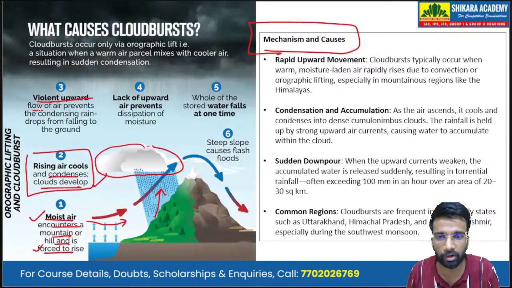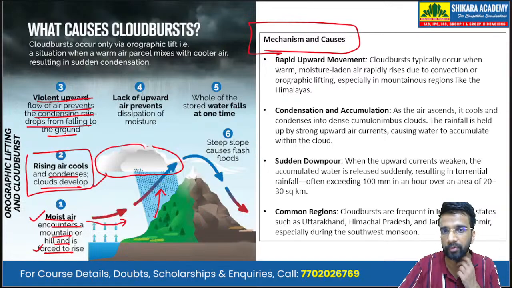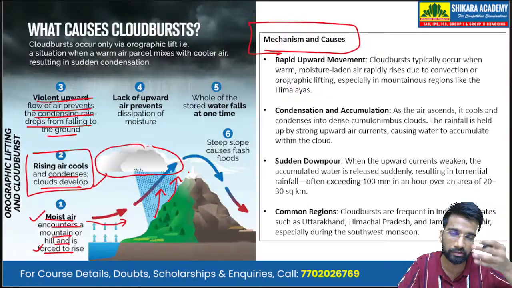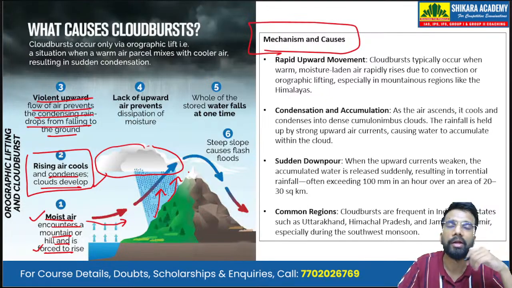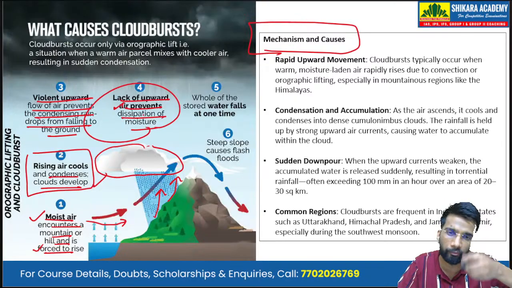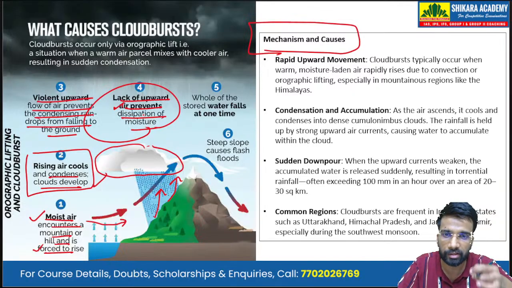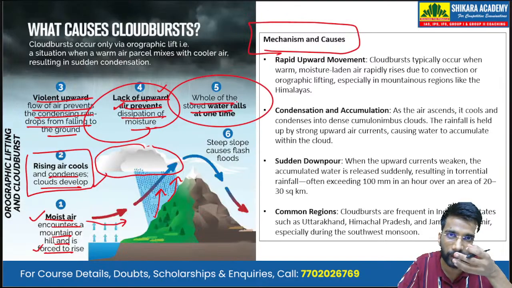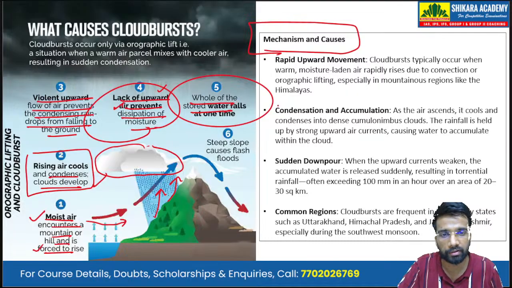Then there is a violent upward flow of air that prevents the condensing raindrops from falling to the ground, because the rising air current is too much. That is why it is preventing the rainfall. When this upward airflow weakens, then there is precipitation. The whole of the stored water falls at one time. It's just like if someone has opened the tap. Then the steep slope causes the flash flood.